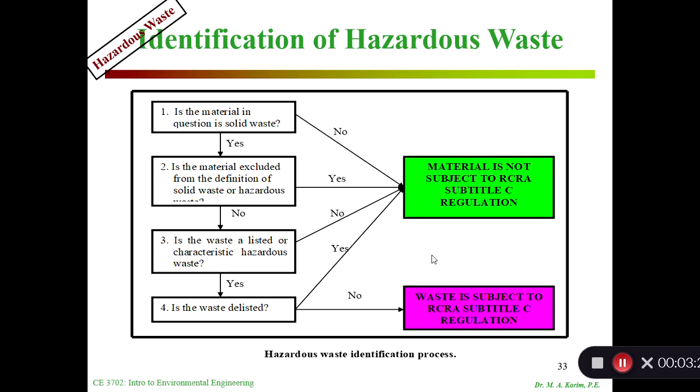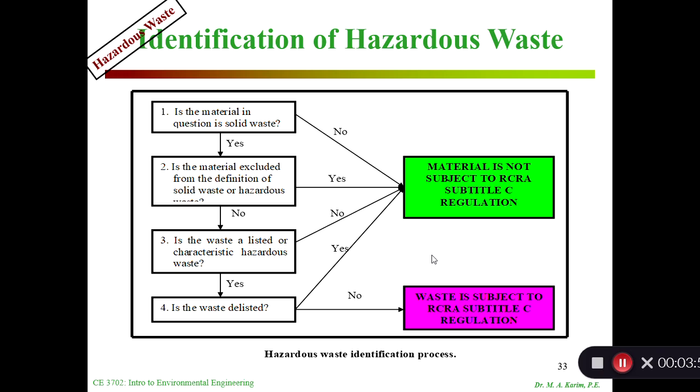Here is the flowchart. For the first question, if it is no, then it is not a hazardous waste. If it is yes, go to the second question: is the material excluded from the definition of solid waste or hazardous waste? If yes, then it is not hazardous waste and is not subject to Subtitle C regulation. If no, go to the third question: is it a listed or characteristic hazardous waste? If no, then it is not part of Subtitle C regulation. If yes, then the last question.